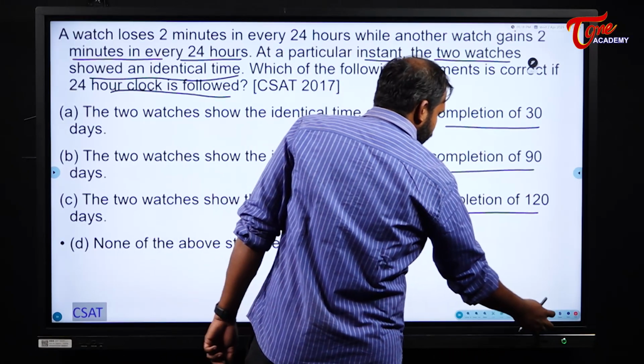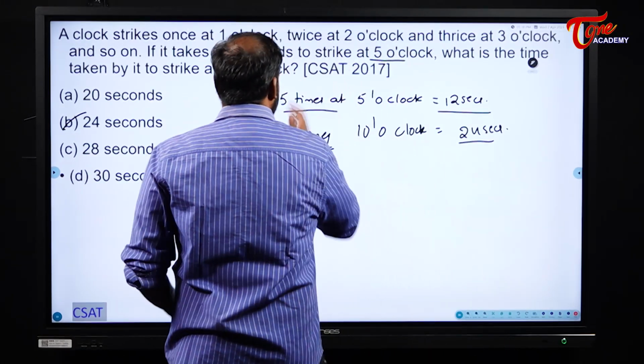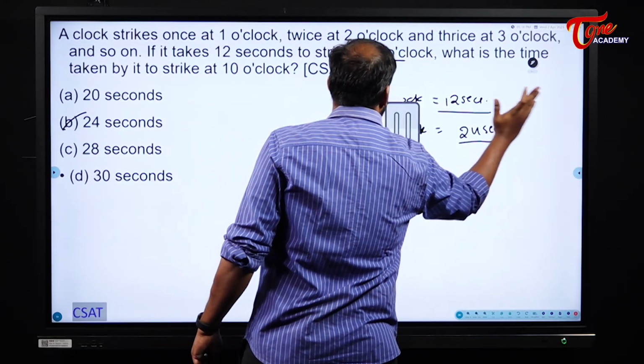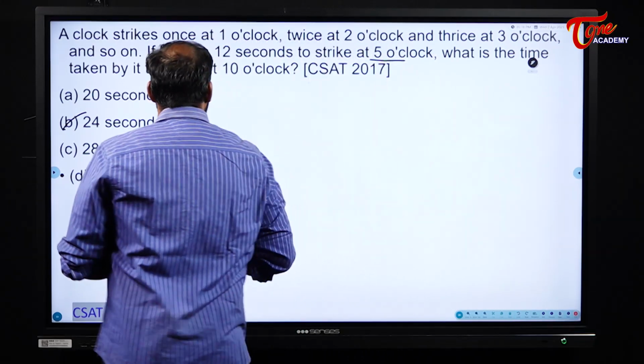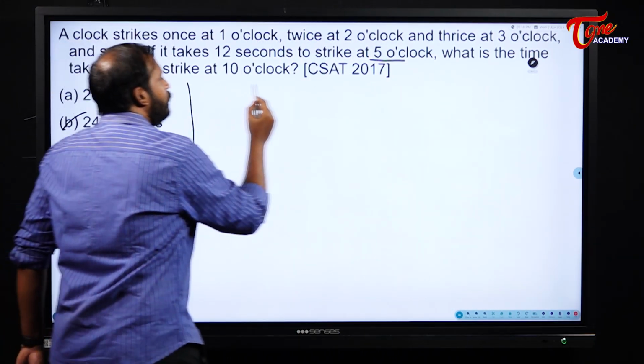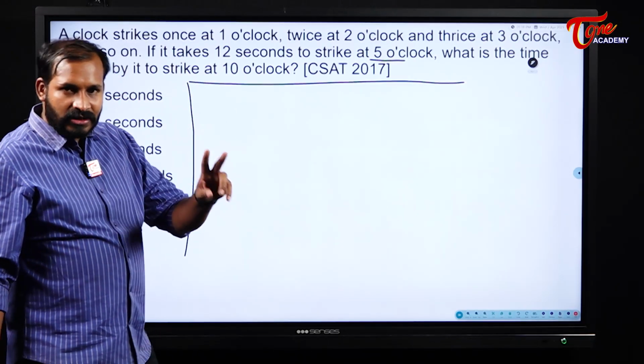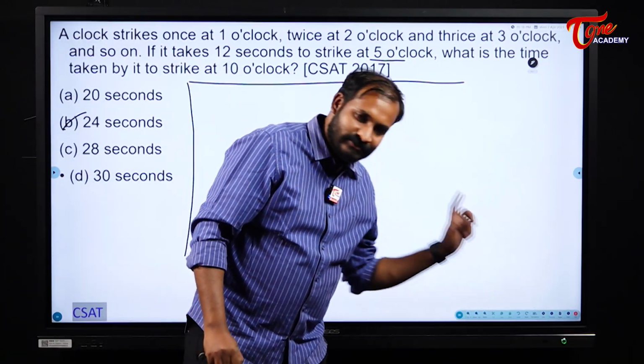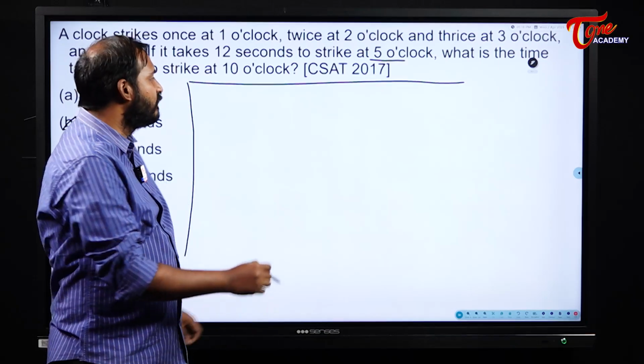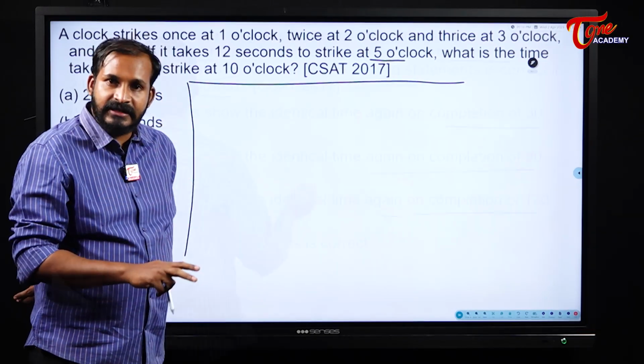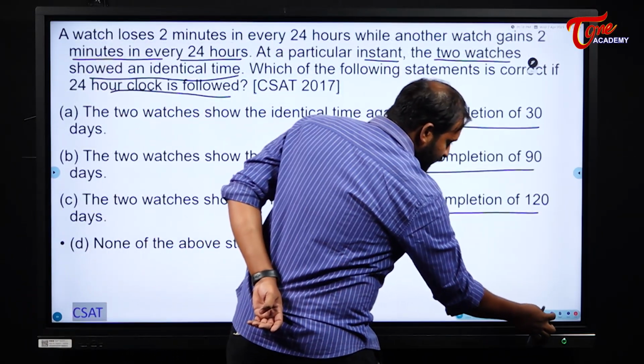Now, we will solve here. See here, students, we will take the slide portion of this one and we will try to solve here. Okay. Now, what they are telling is there are two clocks for this question. One clock is gaining 2 minutes and the other loses 2 minutes.